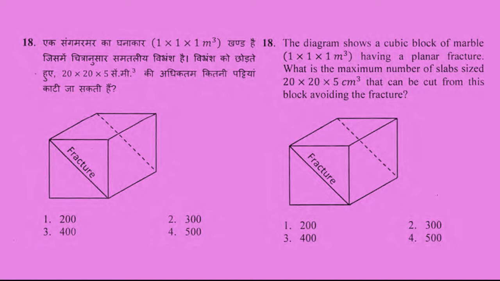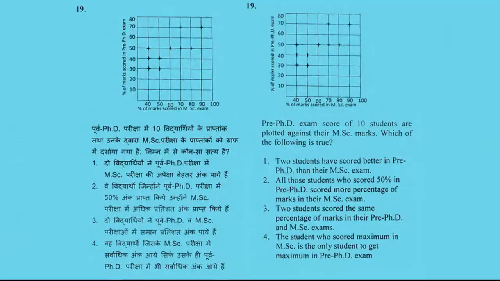Problem number 18. The diagram shows a cubic block of marble that is 1 by 1 by 1 meter cube having a planar fracture. What is the maximum number of slabs sized 20 by 20 by 5 centimeter cube that can be cut from this block avoiding the fracture? Option 1, 200; option 2, 300; option 3, 400; option 4, 500.